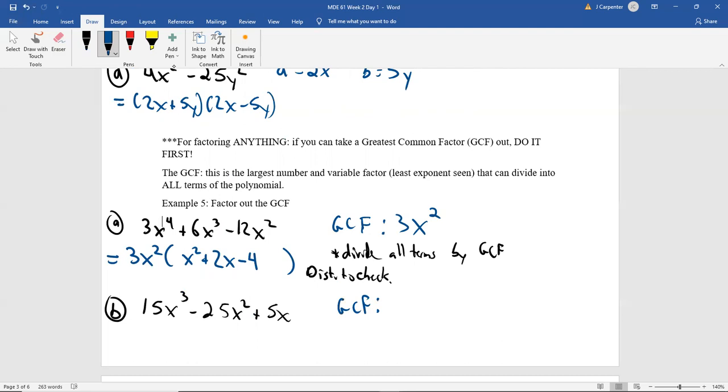Not everything has a GCF. None of the previous examples from example 4 had GCFs. They could have. Maybe we'll see an example where we factor a binomial that also has a GCF next time.